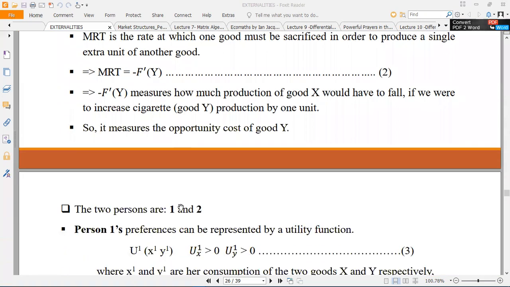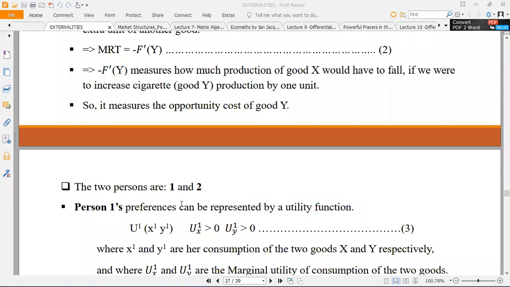And in another sense, we can see it as the opportunity cost of producing cigarette. If you want to produce an additional unit of cigarette, what is the quantity of food that you have to sacrifice? So the MRT is also seen as the opportunity cost of producing good Y.